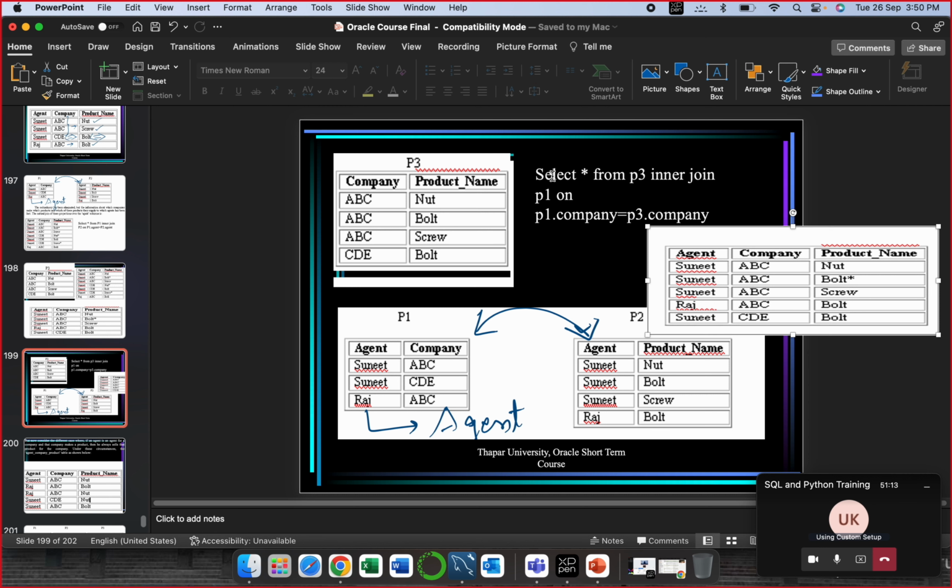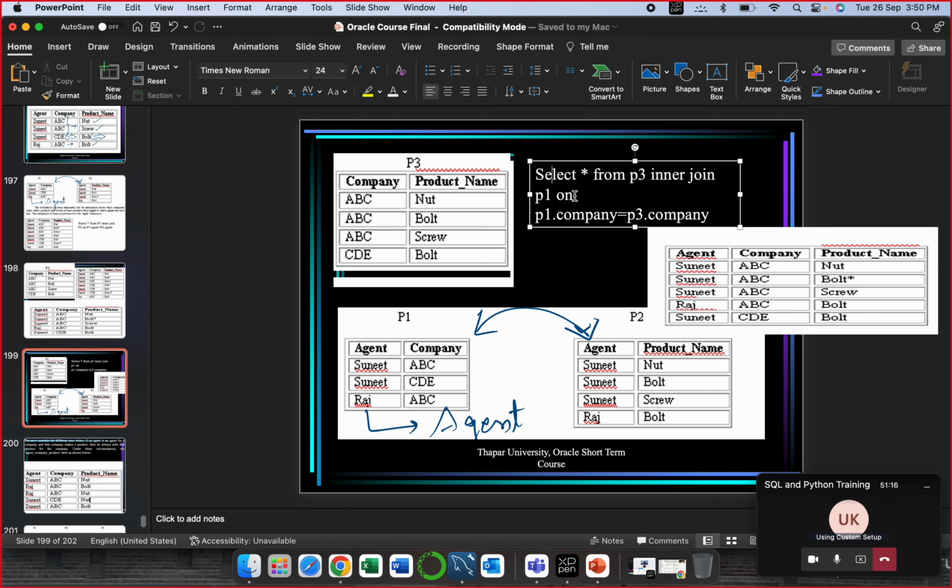So when I run this query, select star from P3 inner join P1 on company, between this agent and company table and the product table, I'll get this table. Suneet, ABC, nut, bolt and screw. Suneet, CD, bolt. Raj, ABC, bolt. Raj ABC bolt over here because it is bolt over here.